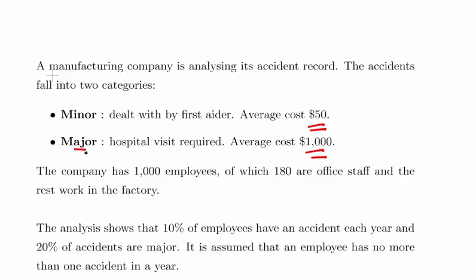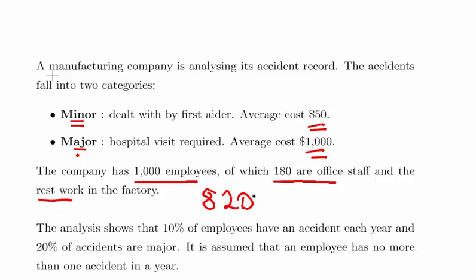And then there's the major ones that cost $1,000. They have to be dealt with by a hospital visit. So suppose the company has 1,000 employees, okay, that's important, of which 180 are office staff and the rest work in the factory. Now, implicitly, we're told that that means that there are 820 working in the factory and 180 working in the office. You have to read these questions very carefully.